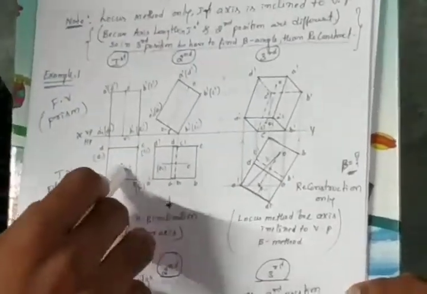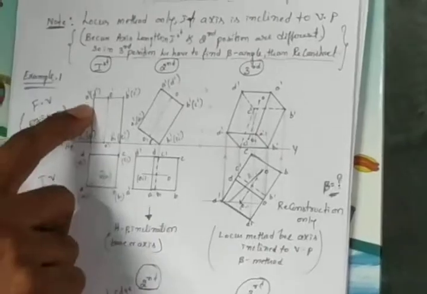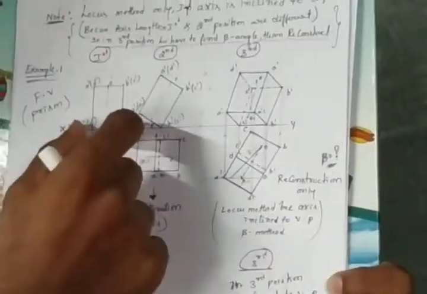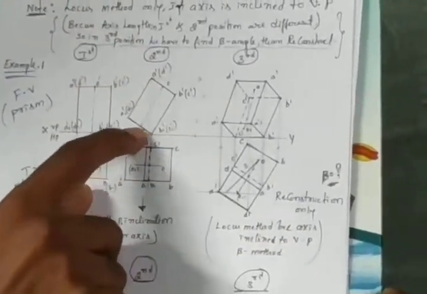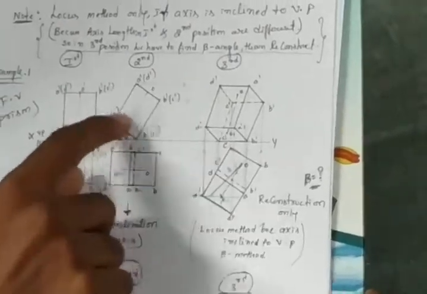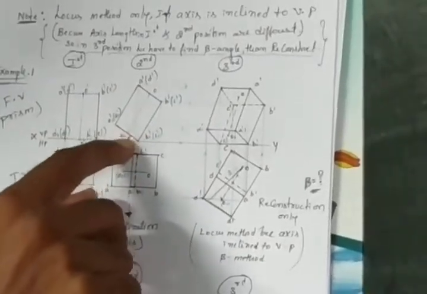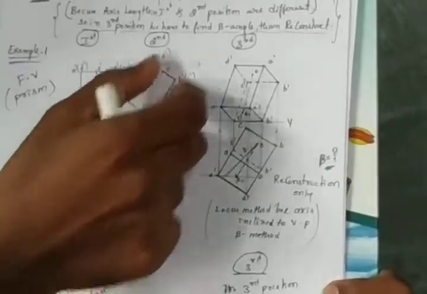See, I have written one small example. The square prism: in the top view it appears like a square, and in the front view it appears as a prism. And this is the second position. Here there is a base inclination, means the axis inclination is given for HP, but we first find the base inclination and tilt by the given angle, then we reconstruct it. That is the second position, okay.